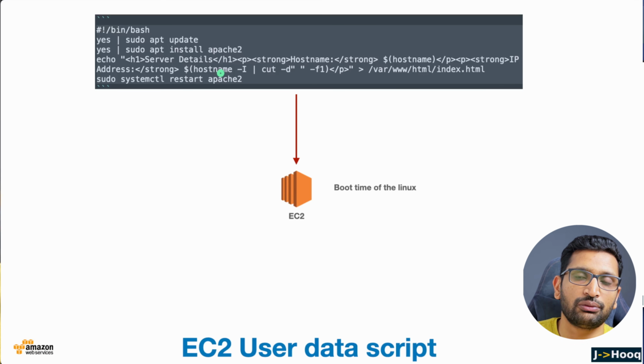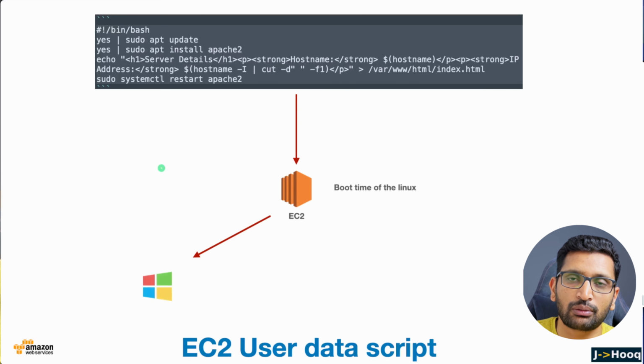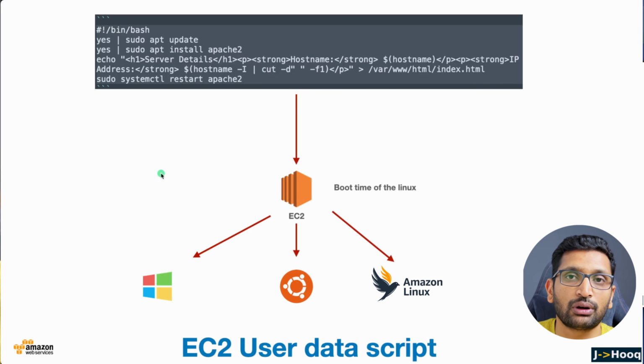What I mean by that is, if you are using a Windows-based EC2 instance, then you can also install Windows-based software packages inside your user data script. So with the help of this user data script, you can install predefined software packages onto your Windows-based EC2 instance, your Ubuntu-based one, as well as your Amazon Linux-based one. And we are going to see the demo on all three types of EC2 instances.